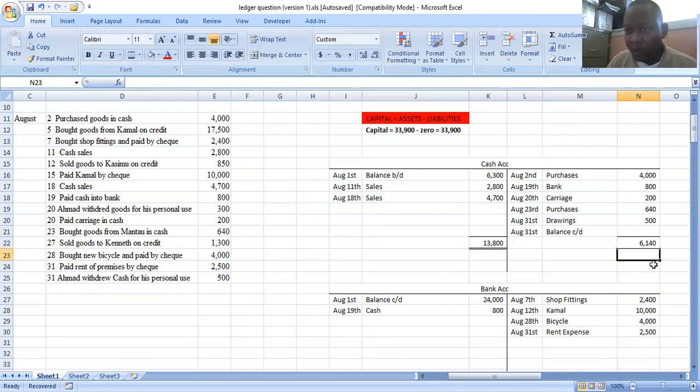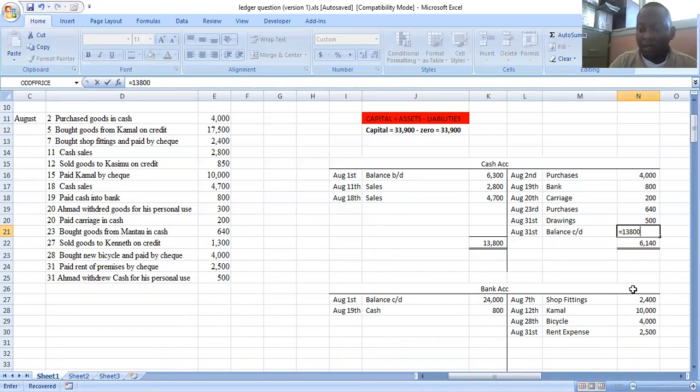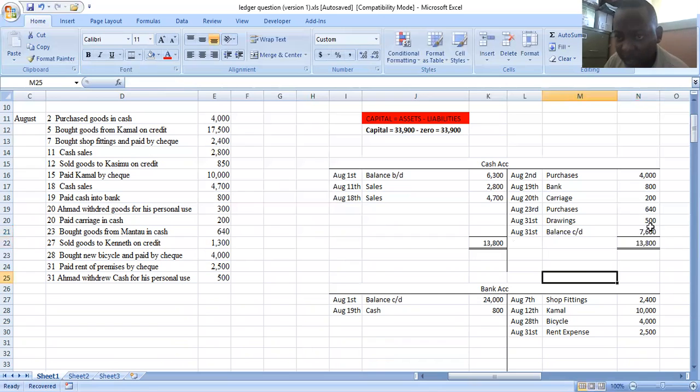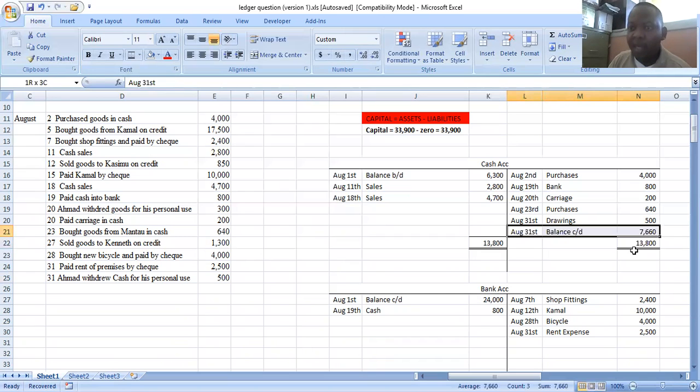The balance carried down is one that we insert here to equate the two totals, and it shall be equal to 13,800 minus 6,140, which will bring us to 13,800. So now the balance that we have here is 7,660 for cash, and the totals are now equal. So this difference is a balance of cash account, and this is a debit balance.